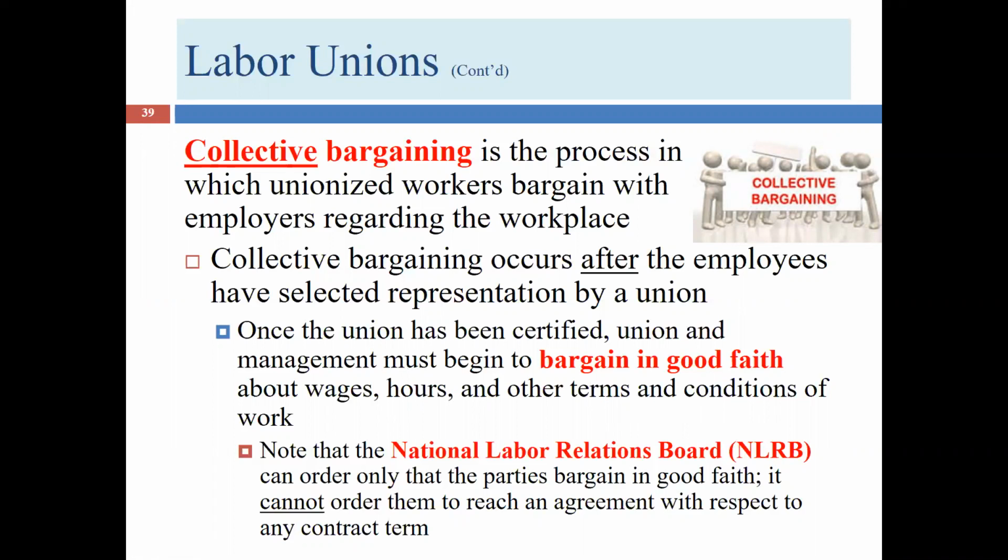If it's literally a tie, let's say going back to the example of 100 employees, 50 voted in favor of the union, 50 voted against the union, tie goes to the employer. But if one more person voted in favor of the union, then that whole group is going to be unionized. So you wouldn't have the union represent only the people who voted in favor of it. It's either everybody or it's nobody.